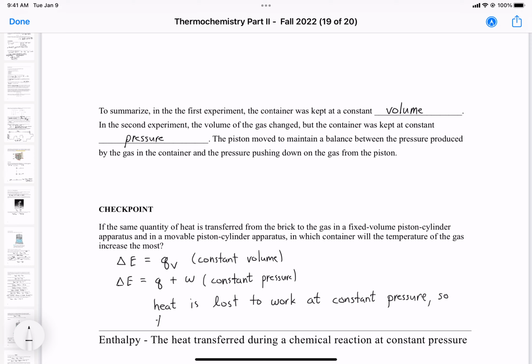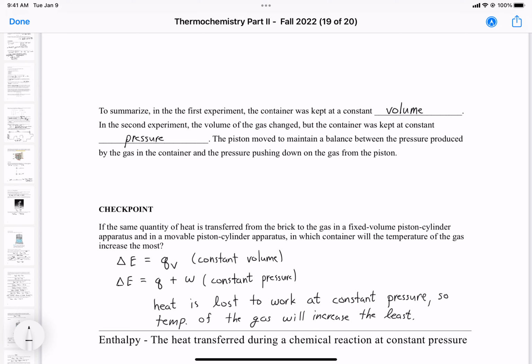apparatus. So temperature of the gas will increase the least. Okay, so I kind of answered the question by stating the converse here.